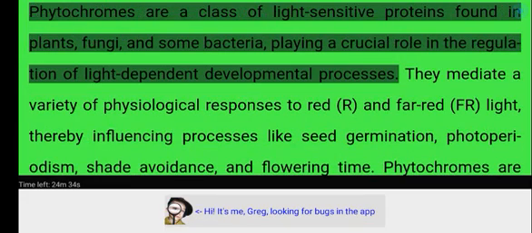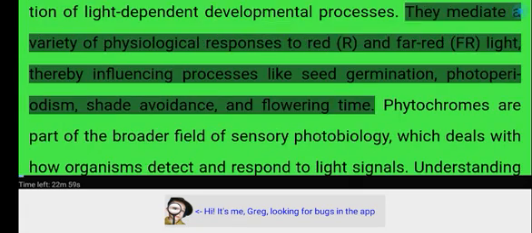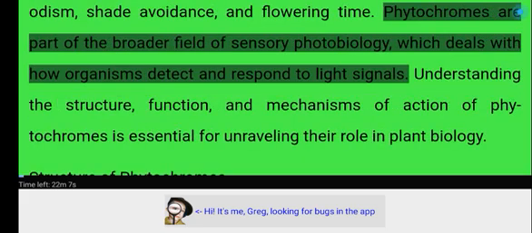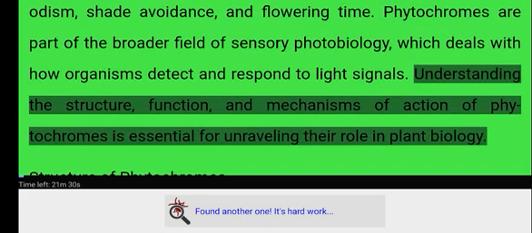Phytochromes are a class of light-sensitive proteins found in plants, fungi, and some bacteria, playing a crucial role in the regulation of light-dependent developmental processes. They mediate a variety of physiological responses to red (R) and far-red (FR) light, thereby influencing processes like seed germination, photoperiodism, shade avoidance, and flowering time. Phytochromes are part of the broader field of sensory photobiology, which deals with how organisms detect and respond to light signals. Understanding the structure, function, and mechanisms of action of phytochromes is essential for unraveling their role in plant biology.